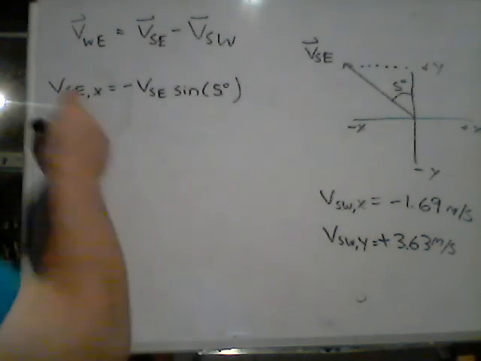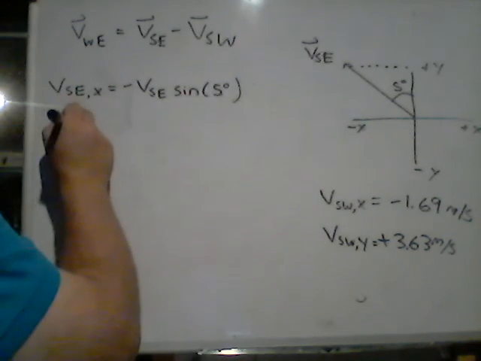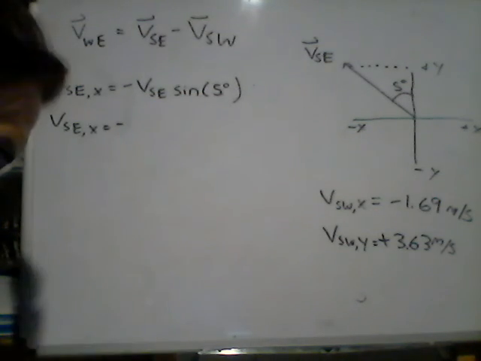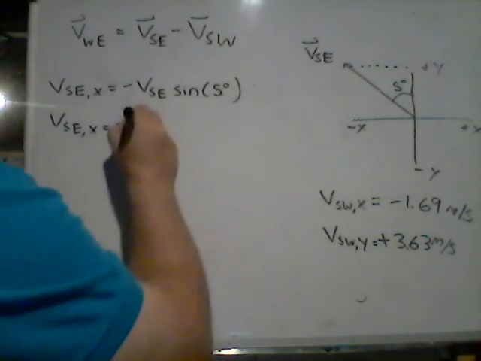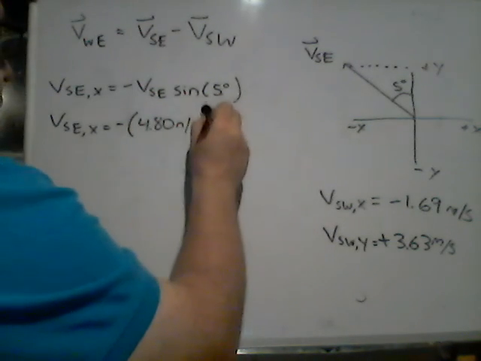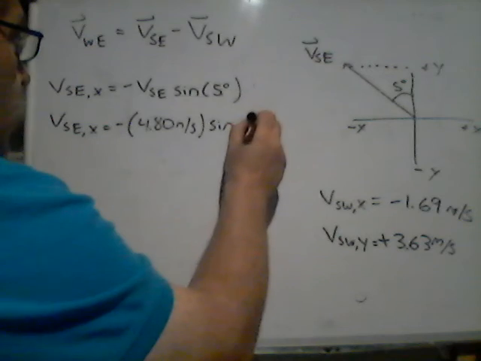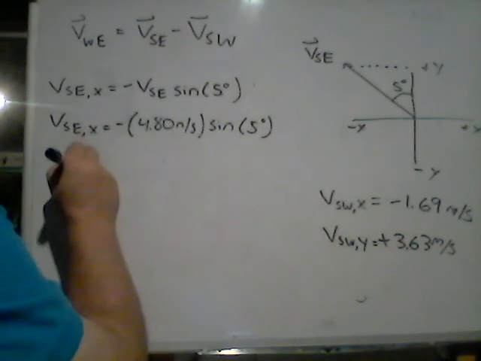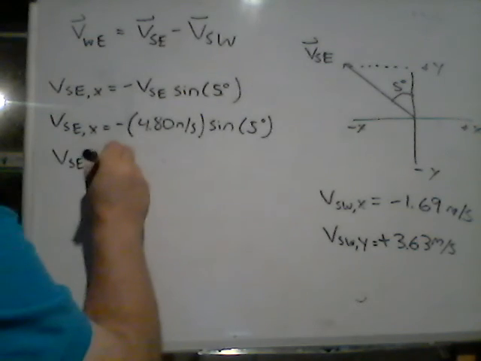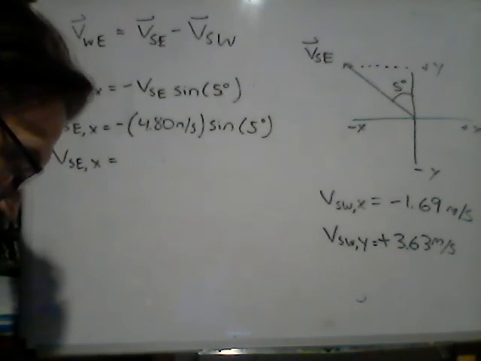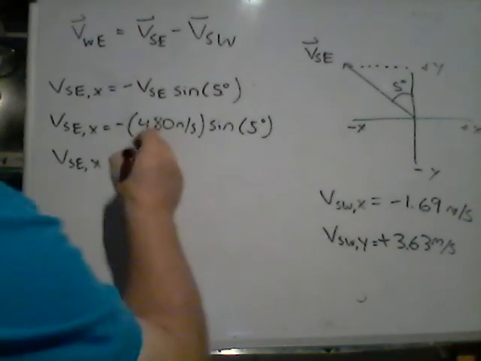Okay, and V sub SE sub X will be negative, and what was that? It was a 4.8 times the sine of 5 degrees. And I find out that V sub SE sub X will be negative 0.42 meters per second.